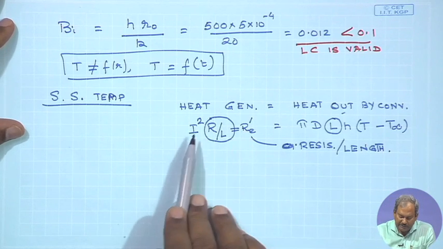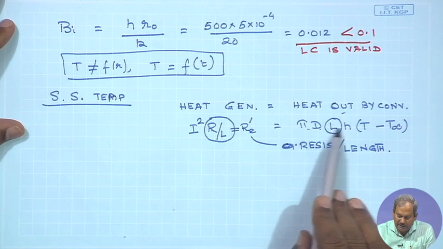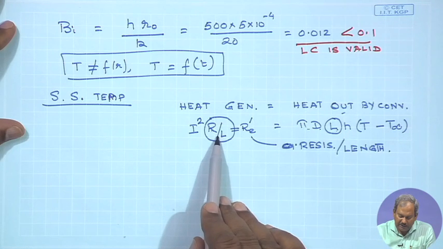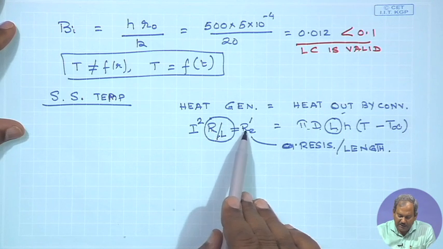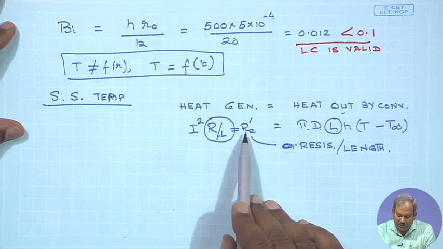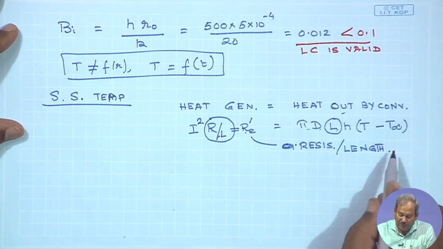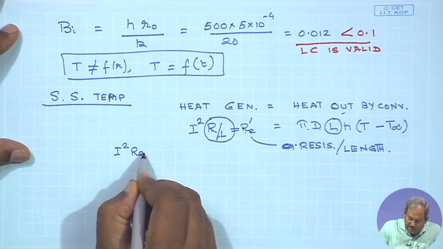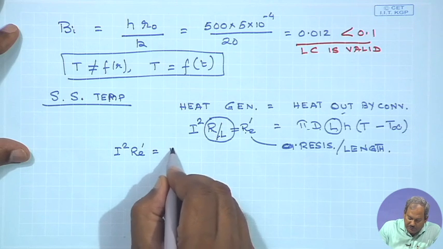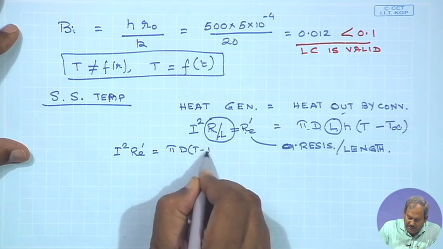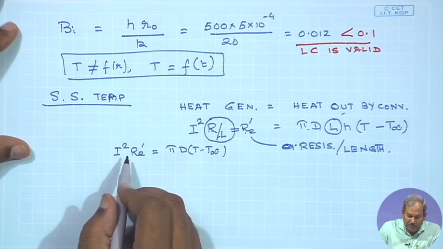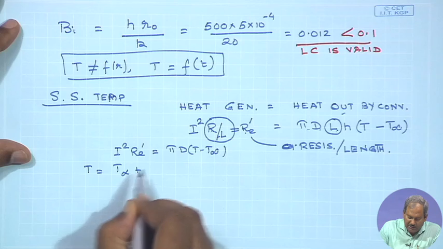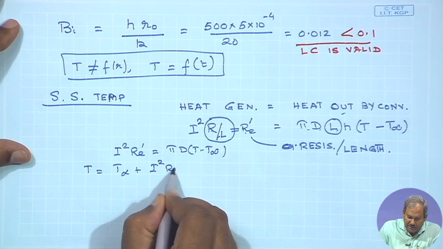So, initially I started with I square R equals pi d L, the surface area, times h (T minus T infinity). I brought the L to this side and made R by L equal to R e prime, which is the resistance per unit length of the wire. So I have the relation I square R e prime equals pi d h times (T minus T infinity). When you plug in the numbers, you simply get T equals T infinity plus I square R e prime by pi d h.